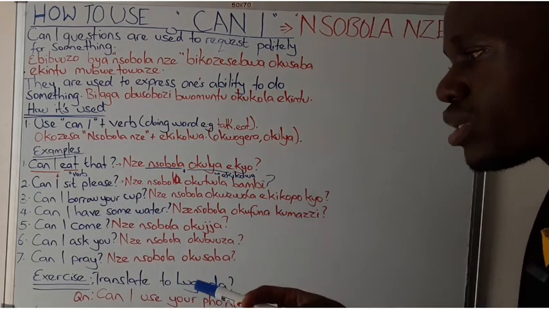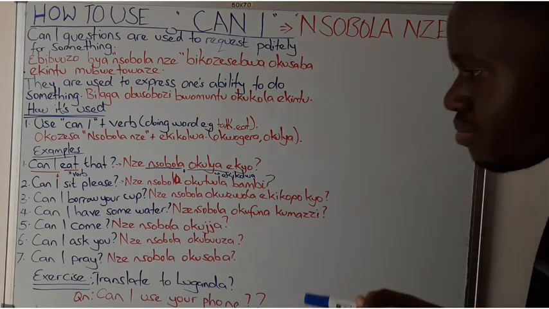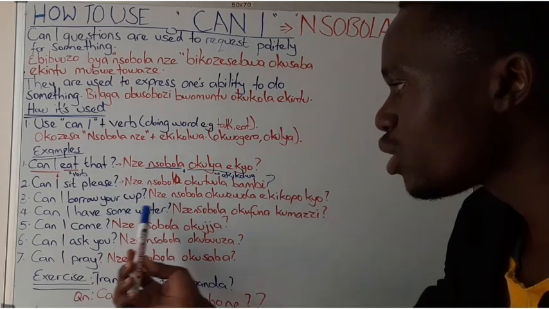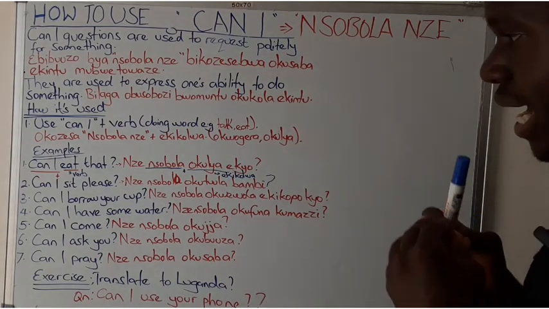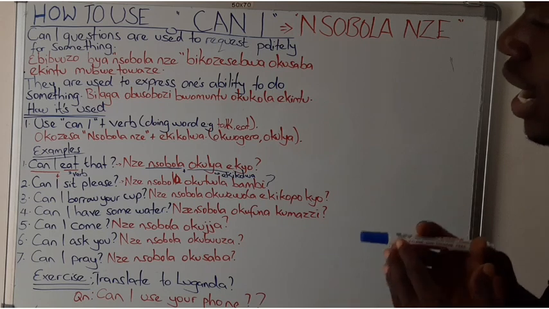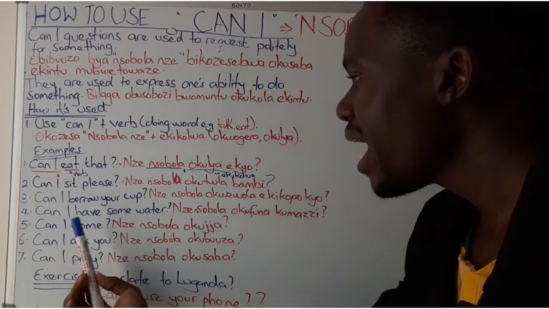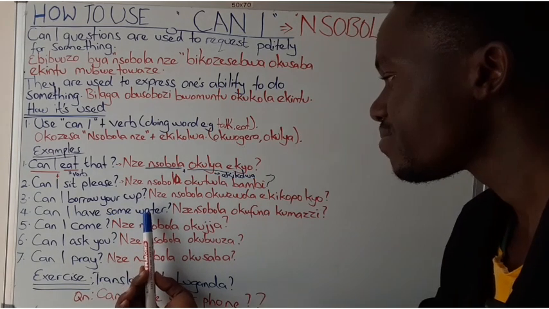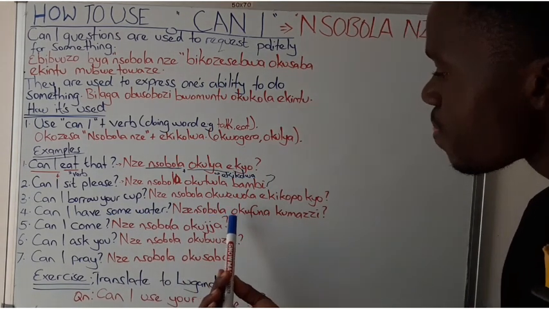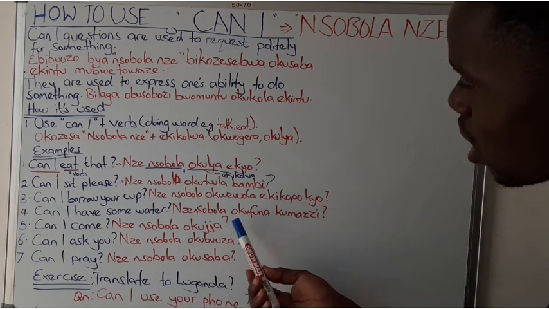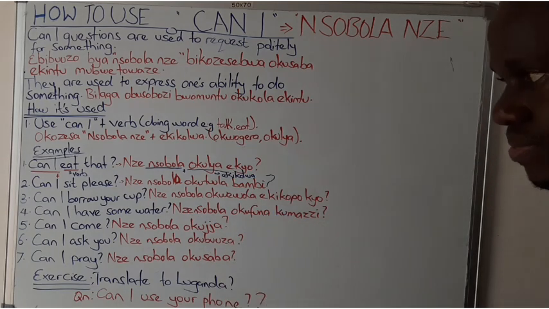Okay, example number 4 is can I have some water? So you are asking for water in a polite way or in a polite manner. You say, can I have some water? You can add on, can I have some water, please? So someone will give you the water you are requesting for, because you've asked in a polite way. So can I have some water? Nze nsobola okufuna ku mazzi.